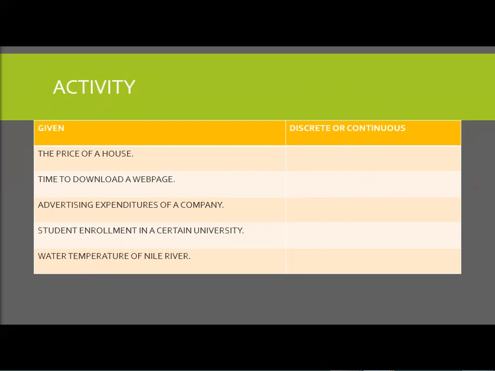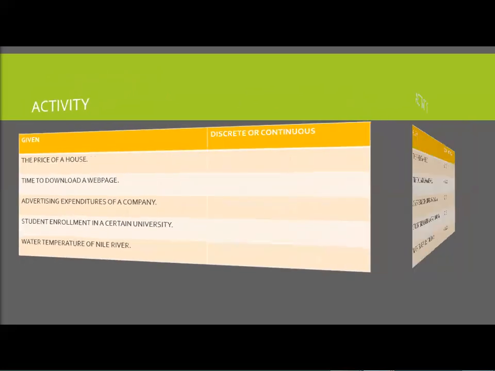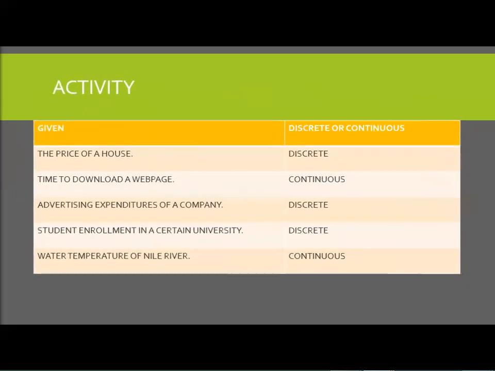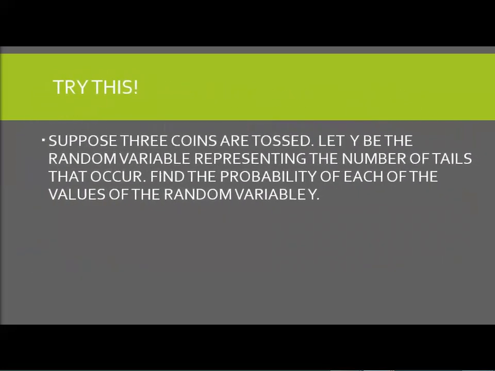Given the experiments, you are to identify whether the given is discrete or continuous. Right? I have here the answers for that one. And then I have another activity for you. Try this. Suppose three coins are tossed. Let y be the random variable representing the number of tails that occur. Find the probability of each of the values of the random variable y. So you can just try this one, and I believe you can see this one in your book or on the module that your teacher will be giving to you.